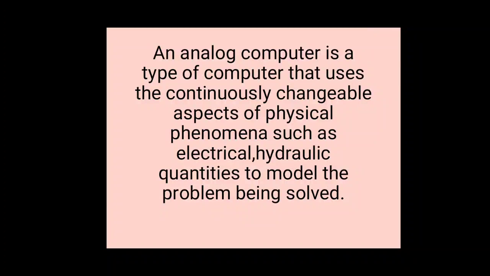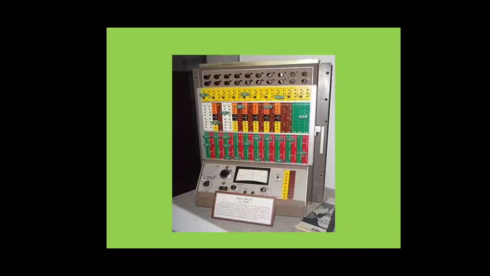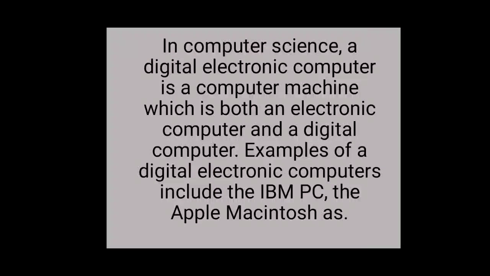Examples of these types of analog computers are the speedometer, analog clocks, the tire pressure gauge, thermometer, etc. So these are some of the examples of analog computers. Now in this picture you can see the types of analog computers we have. And now comes the next heading: what is a digital computer.